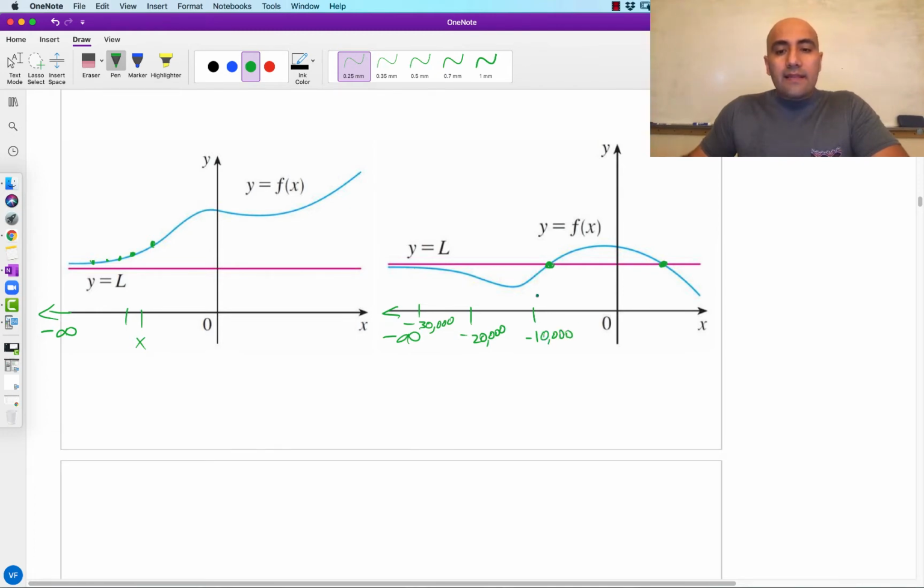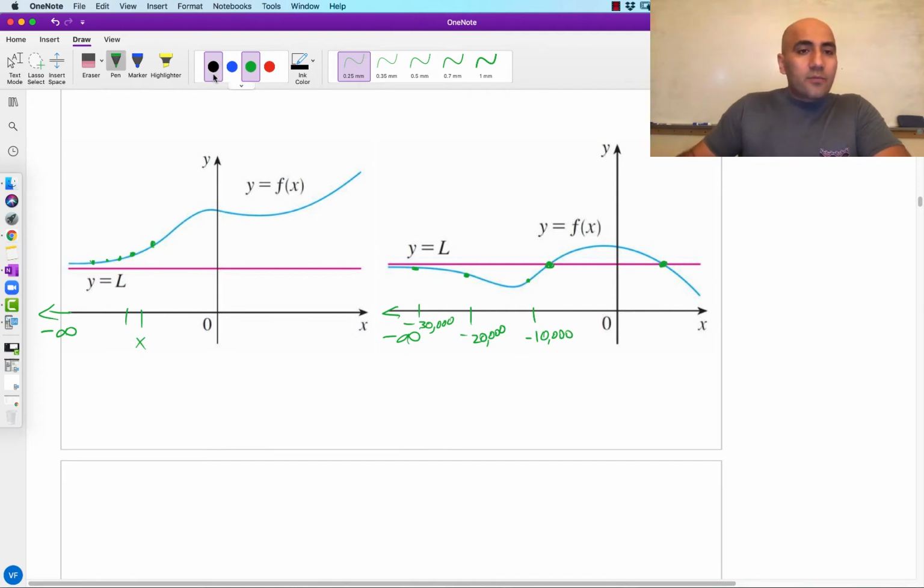It might be that at -10,000, it's way down here, you don't really see any patterns. At -20,000, okay, we're getting a little closer. By -30,000, we start to see that it's getting closer. And then -50,000, -100,000, -1,000,000, right? Luckily, we're going toward negative infinity, so we can go pretty far down toward the left.